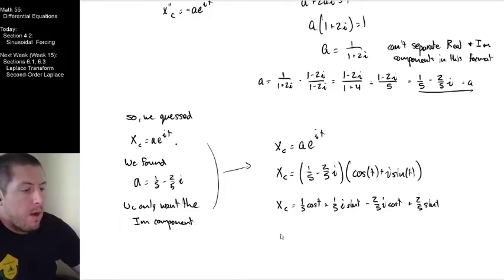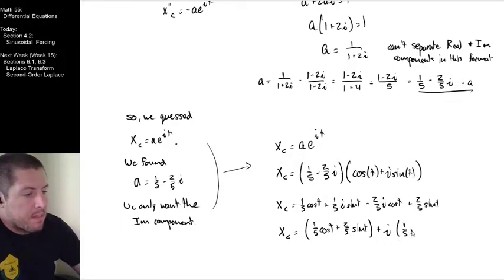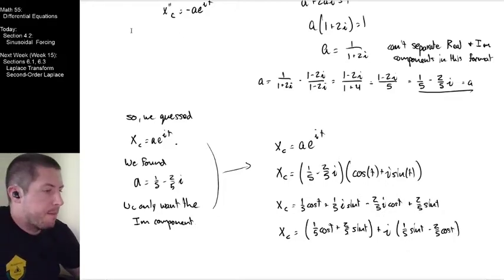Now I can see that my x sub c really looks like 1/5 cosine t plus 2/5 sine t. That's my real part, plus i times 1/5 sine t minus 2/5 cosine t. And there's my imaginary part right there.